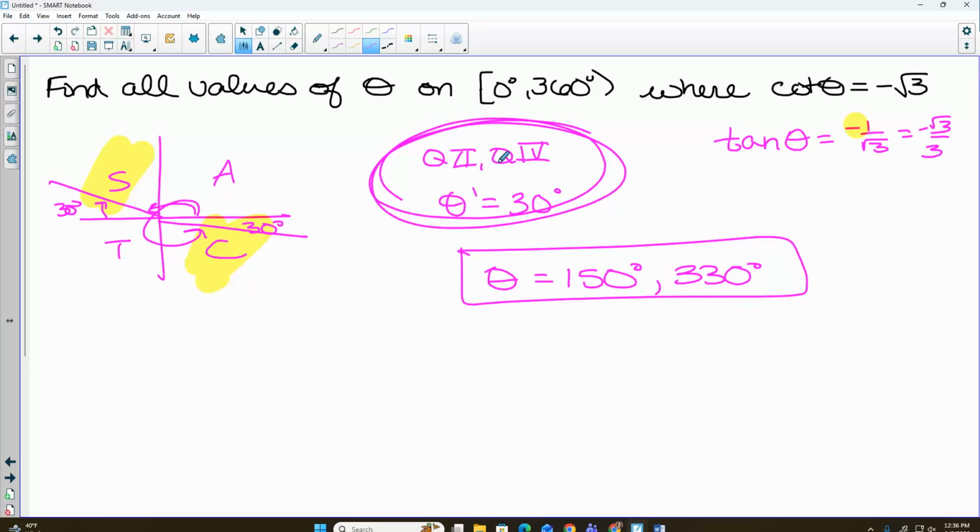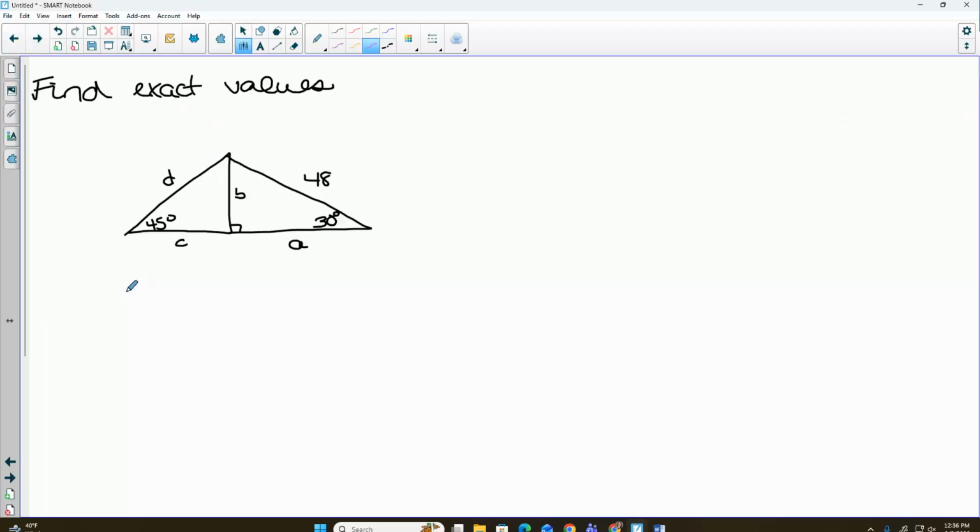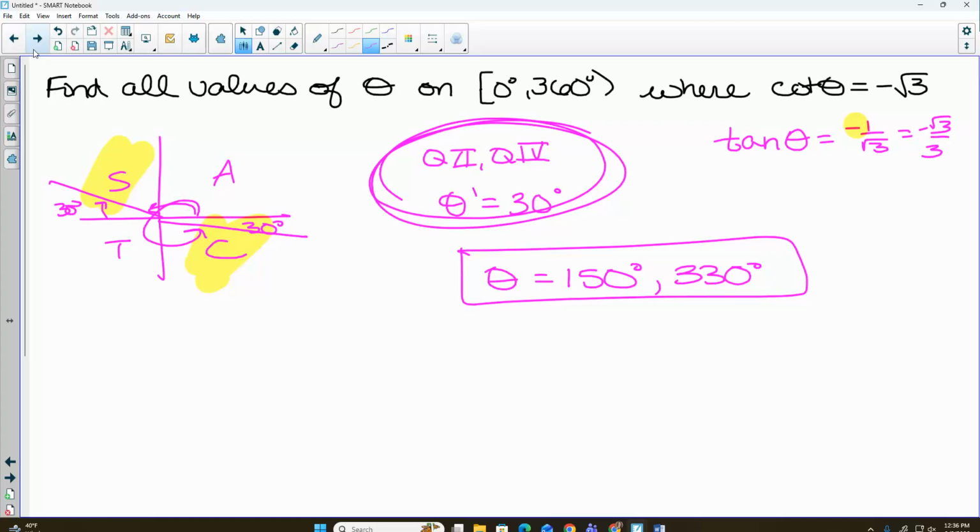Second type of thing. We had finding the exact value from a picture. Did you have a question? I'll ask a little bit later. Okay, you sure? All right.